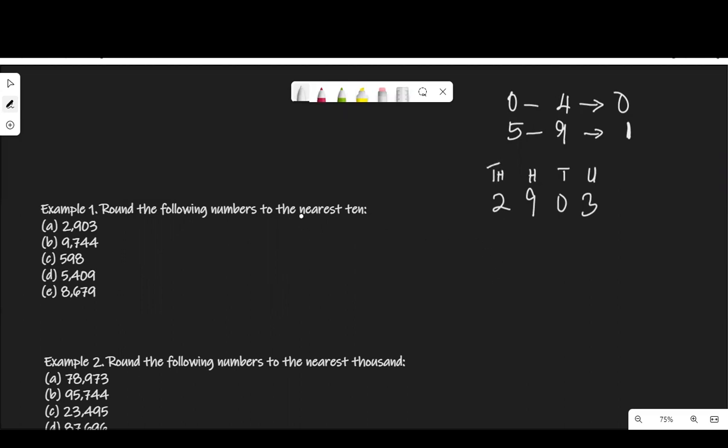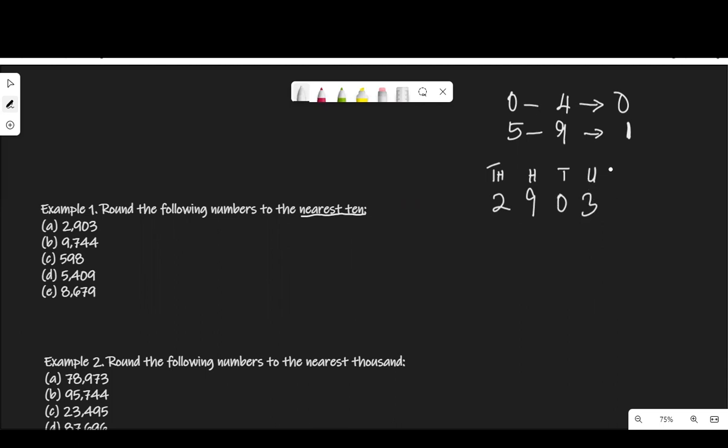So we are rounding to the nearest 10. So we'll look for the digit that is in 10 position, which is 0 in this case. So 0 is in 10 position. Then look for the next digit to it, which is 3.